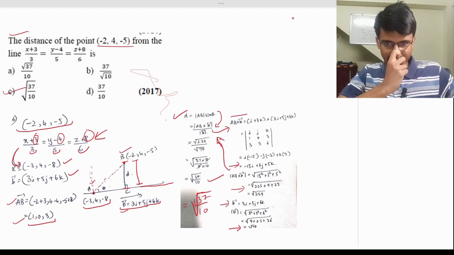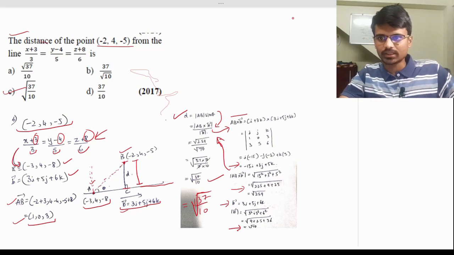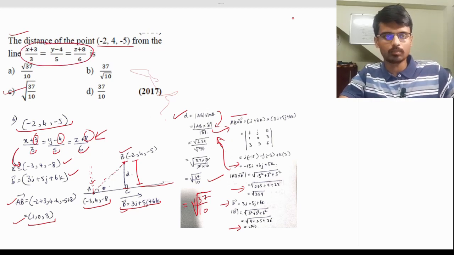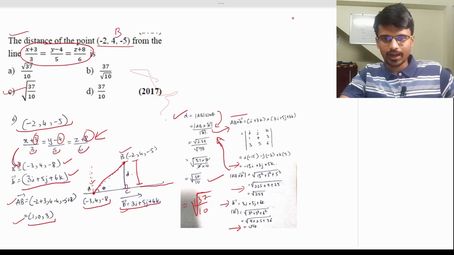Let me summarize again. From this equation, we found out the point through which this line passes and the parallel vector. That is minus 3 comma 4 comma minus 8, and the parallel vector is 3i plus 5j plus 6k cap, right? Next, we found out the vector AB. I have chosen this as my point B. So AB, and this distance is nothing but AB sine theta.